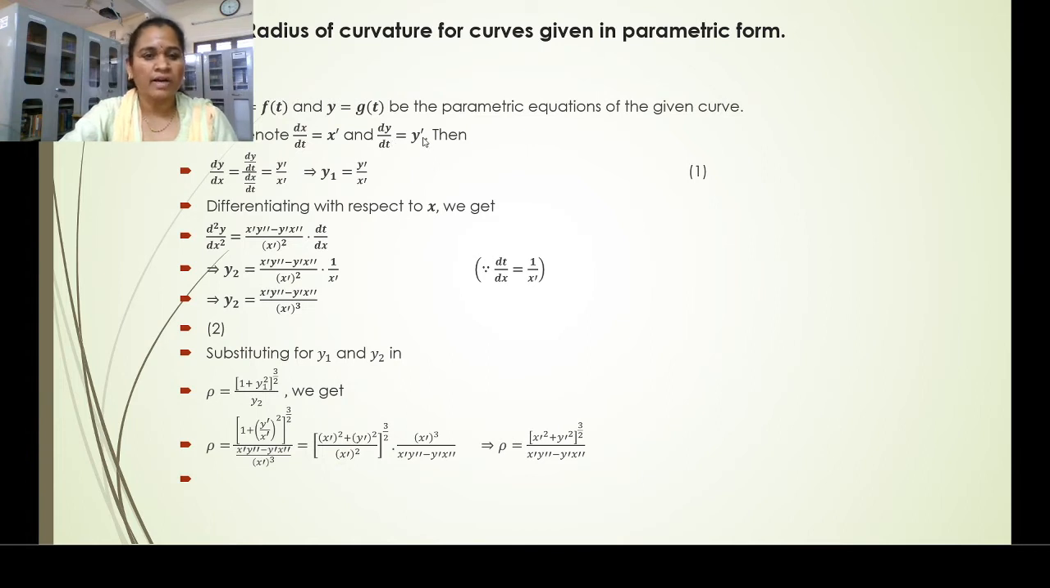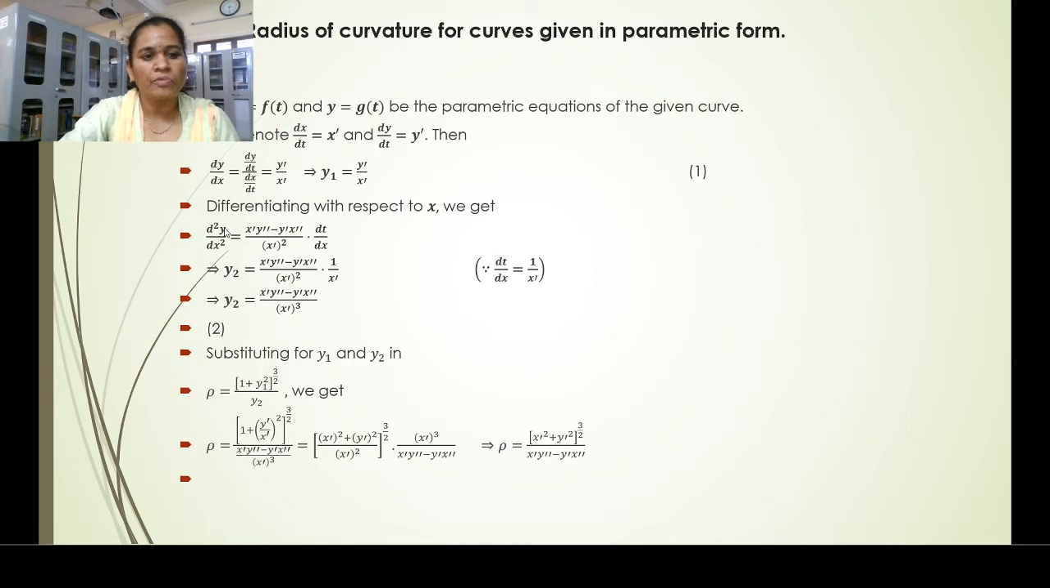Y dash, or we call it y prime. Then our requirement is dy by dx. For this we write dy by dt with respect to the variable t and dx by dt, which is equal to y dash by x dash. Then dy by dx, the first order differentiation, y1 is equal to y prime by x prime. Call it equation 1. Again differentiate this equation with respect to x by using the quotient rule.